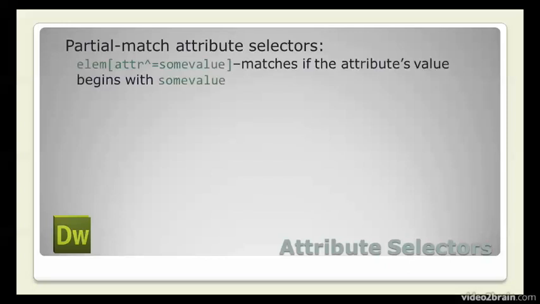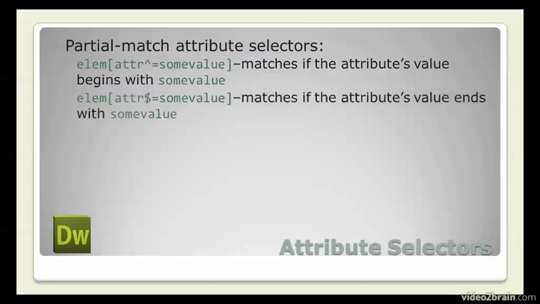Here, E, L, M represents the tag name. You place the attribute name between square brackets followed by a caret or circumflex before the equals sign. This matches attributes that begin with the specified value. Putting the value in quotes is optional.